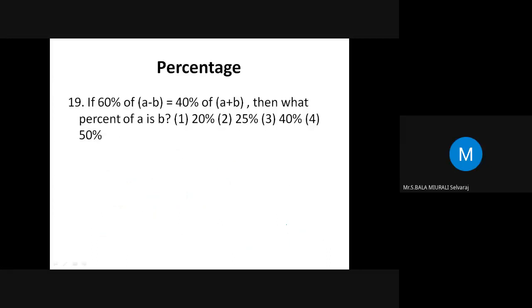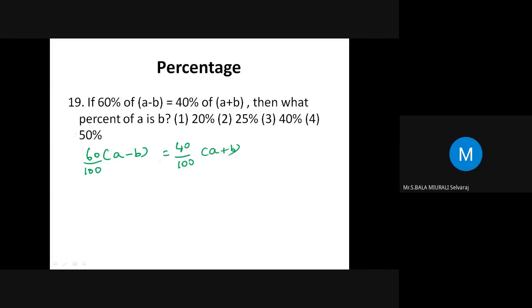Okay, 60% of A minus B, that is 60 into A minus B, equal to 40 by 100 into A plus B. Correct? This is what is given in the question. Yes or no? Yes, sir.